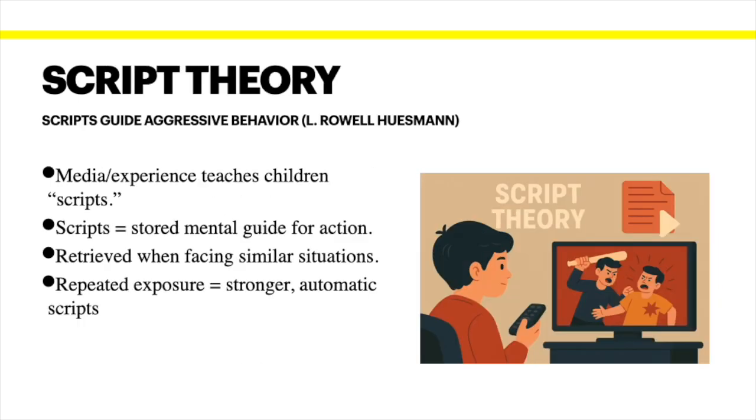Next is the script theory. This takes social learning one step further. Imagine a child sees a fight on TV and stores that behavior in memory. Next time they face conflict, they follow that script and act similarly because it's what they learned. These scripts guide behavior in social situations. Just like an actor follows a movie script, aggressive kids follow learned violent behaviors, especially if they rehearse them often.